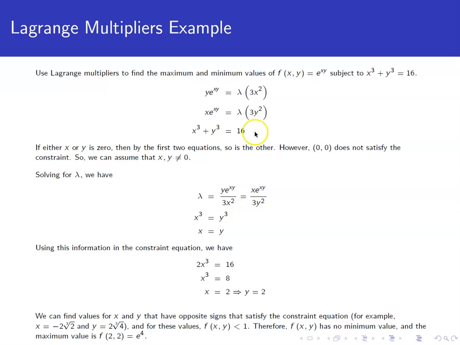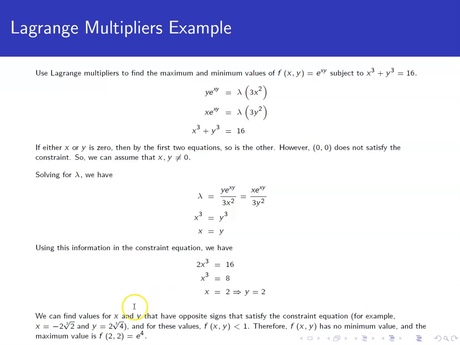What that does for us is it allows us to solve for lambda by dividing by those things with the variables in it. So we get y e to the xy over 3x squared equals x e to the xy over 3y squared. And if we manipulate this particular equation, we get x cubed equals y cubed, which also implies that x equals y. In any event, plugging in x equal to y gives us 2x cubed equals 16, so x cubed is 8, which tells us x is 2, which at the same time means that y is 2.